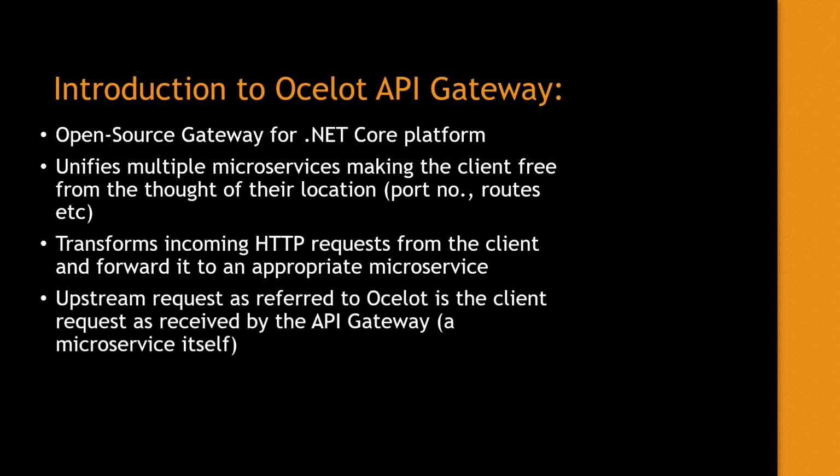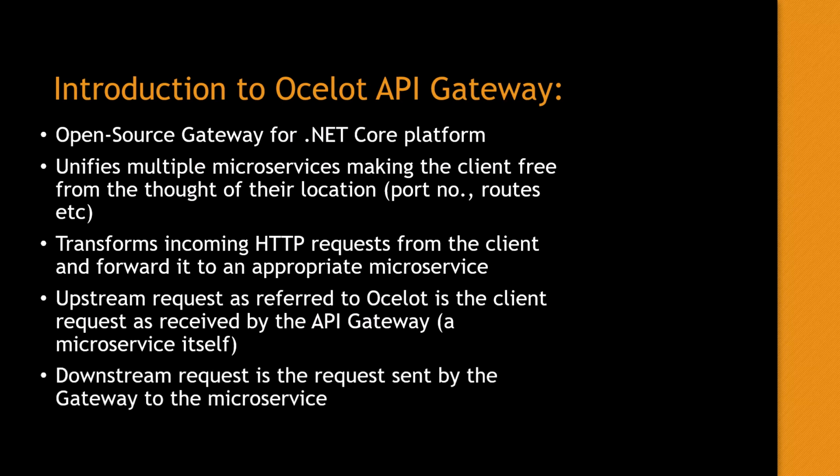An upstream request, as referred to in Ocelot, is the client request as received by the API gateway, which is a microservice itself. So these are the two terms, upstream request and downstream request. This is to be understood. The downstream request is the request sent by the gateway to the microservice.